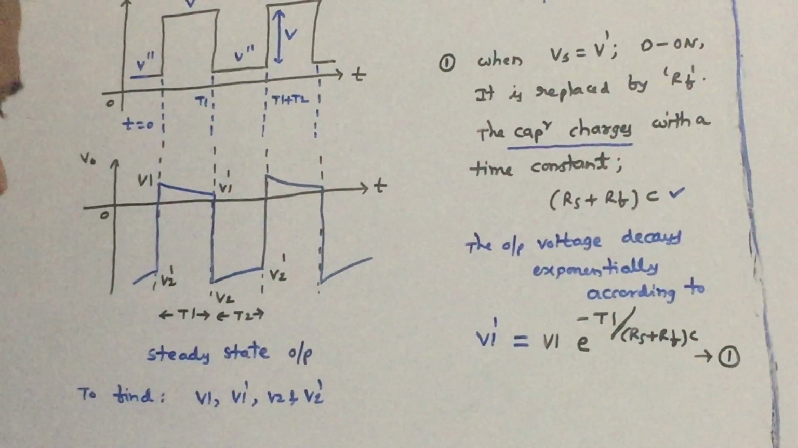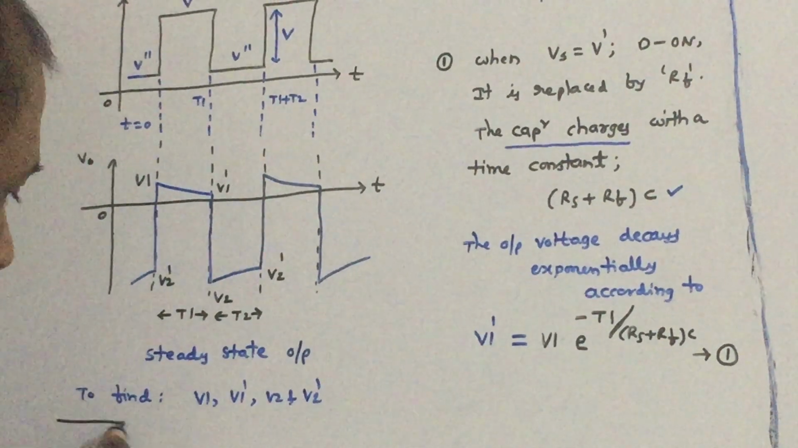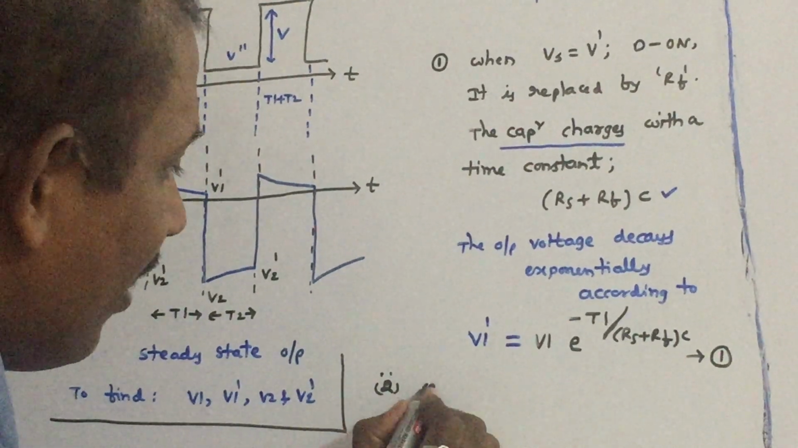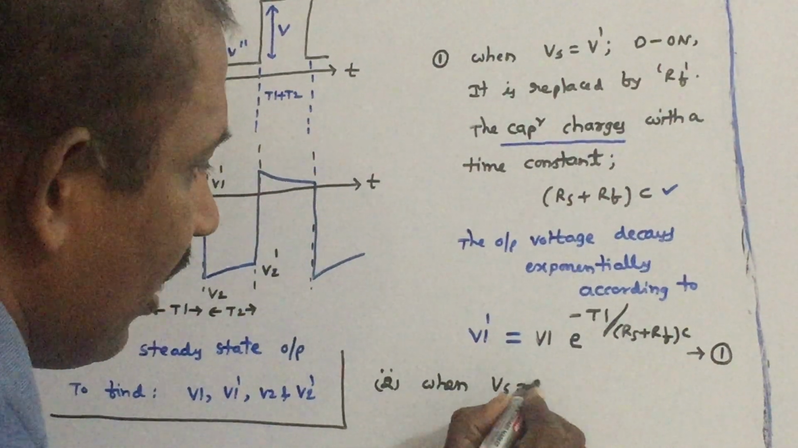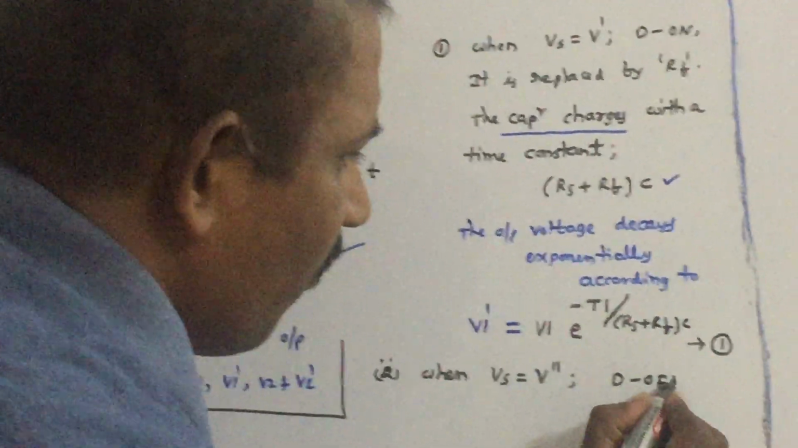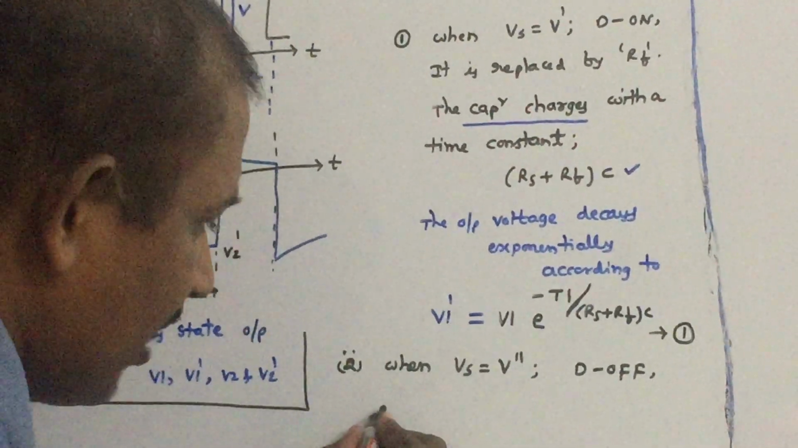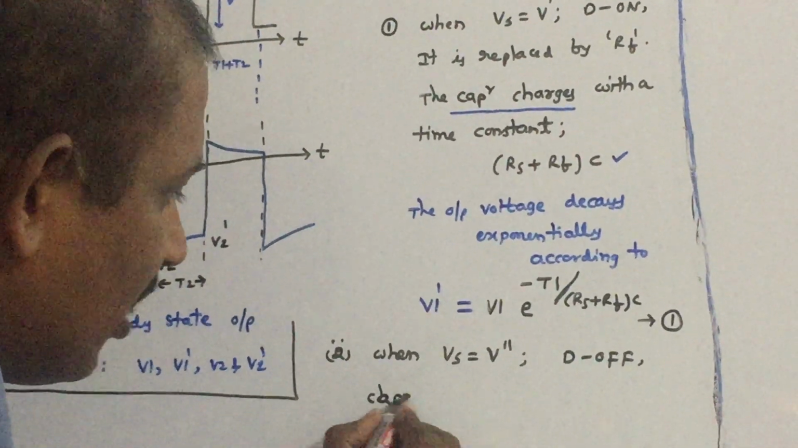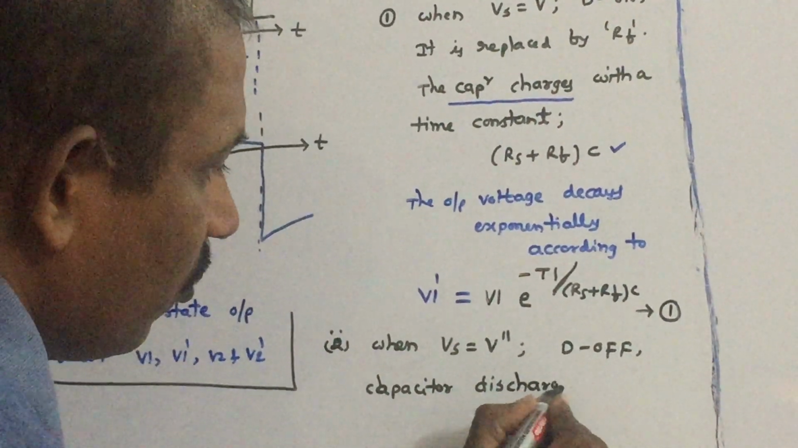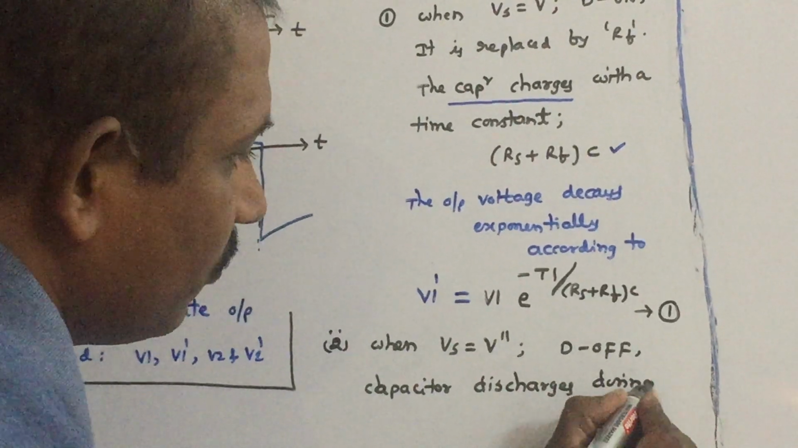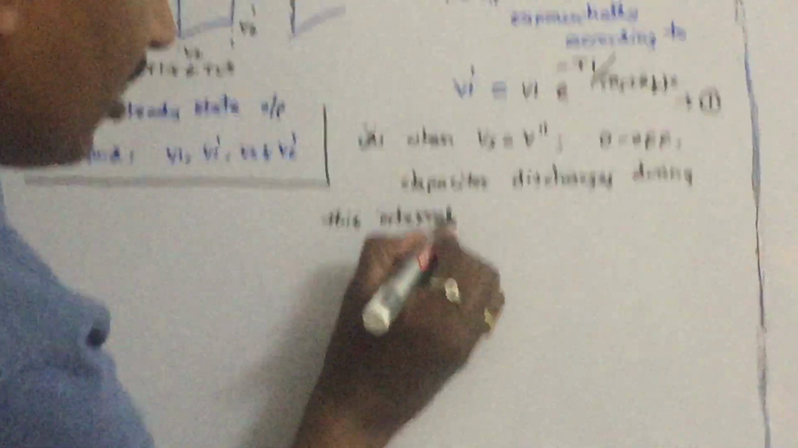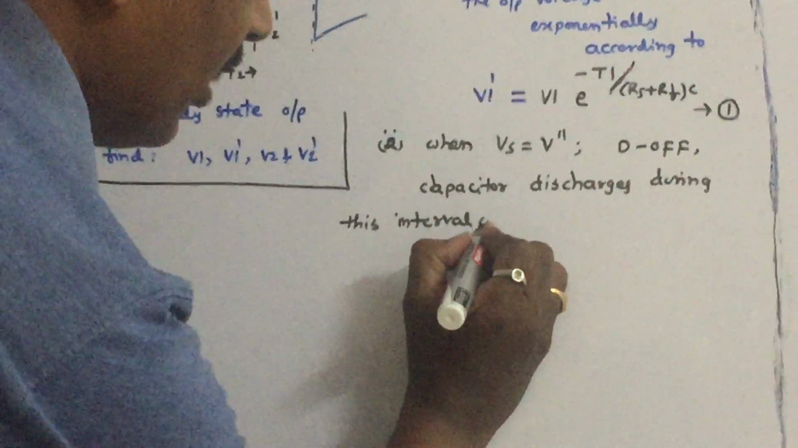The second point is when Vs is equal to V double dash. What will happen when the input is in low condition? The diode is off, very simple condition. When the diode is in off condition, what happens to the capacitor? The capacitor discharges during this interval with the time constant.